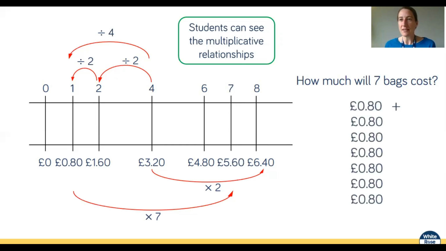For some students, they get stuck around additive thinking. So the idea that if 1 bag costs 80p, then I need to add that together 7 times in order to get the total cost. So the power of using things like the double number line is definitely that it allows students to see these multiplicative relationships, and it helps to move on their thinking.